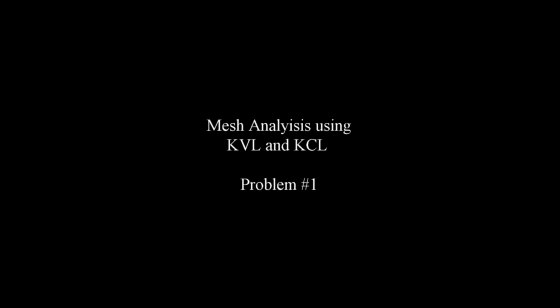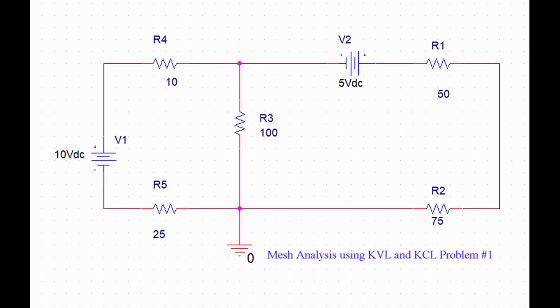Welcome to problem 1. This is a mesh analysis problem that can be solved using Kirchhoff's voltage law. This is part of a larger video series of basic circuit analysis. So this is our problem here. We have a 10-volt DC source on the left, labeled V1, and a 5-volt DC source at the top, labeled V2, and there are 5 resistors in the circuit.